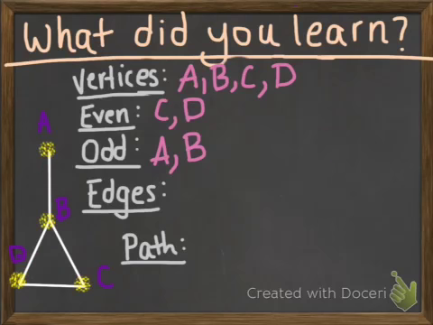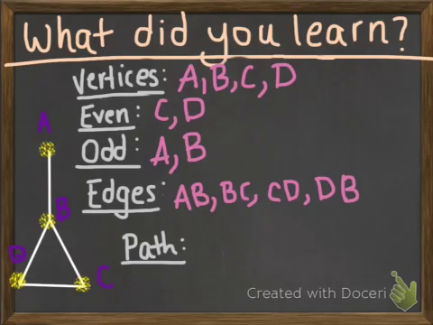Alright, now let's find how many edges there are. That's pretty easy. We have AB as an edge. We have BC, CD, and DB. Those are our edges in this vertex-edge graph.